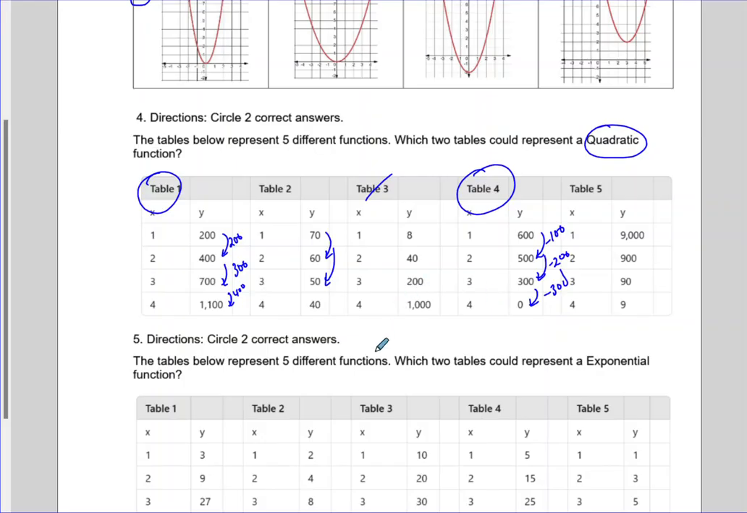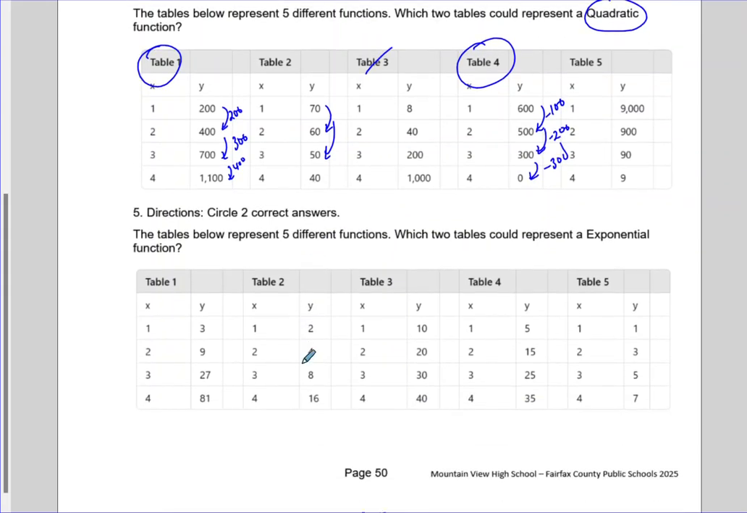And then the next one is going to be: a table below represents 5 different functions, which 2 could be exponentials. So you remember that exponentials, they increase pretty fast, like table 1, and then table 2 as well. This is a linear, and maybe a linear as well.